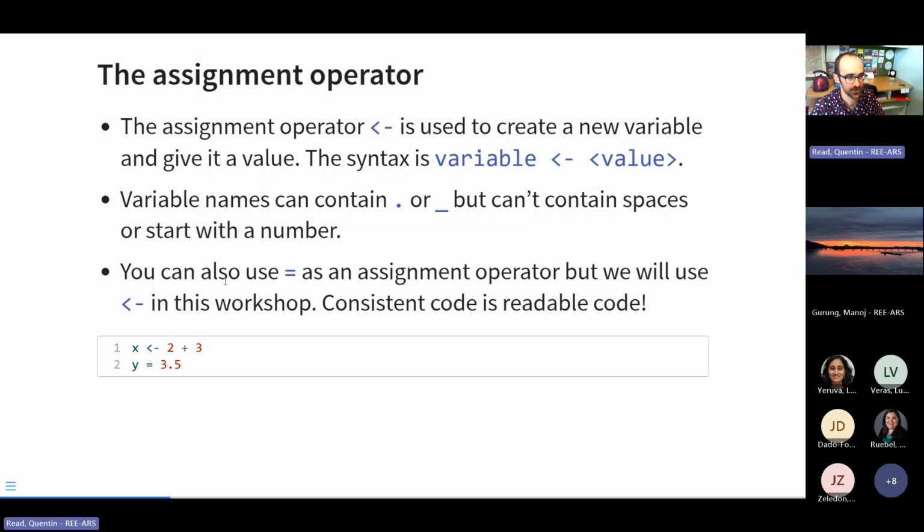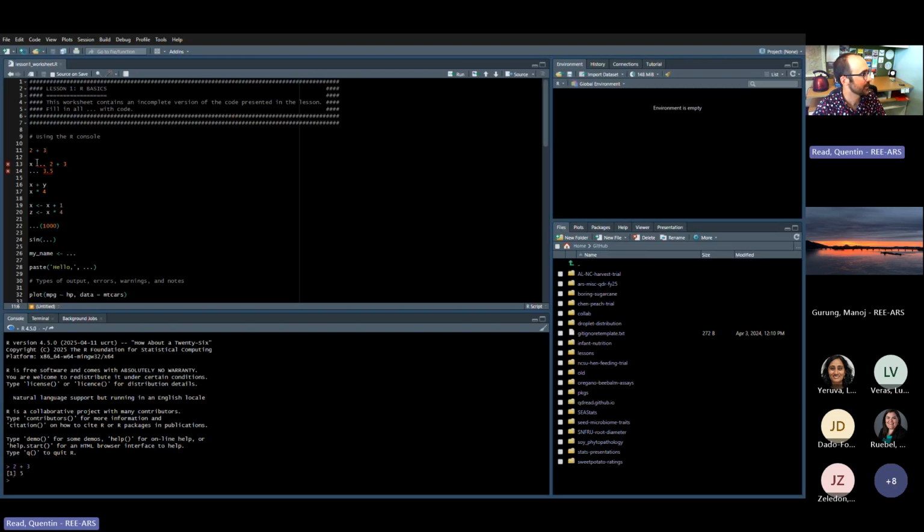So let's go back to our RStudio. Okay, so here I've given you an example. Every time there's 3 dots in the code, that's a blank for you to fill in. So whenever you see 3 dots, just delete them and replace them with the code that is on the slide. So if I get rid of those 3 dots and put that assignment operator in there, so that says x gets 2 plus 3.